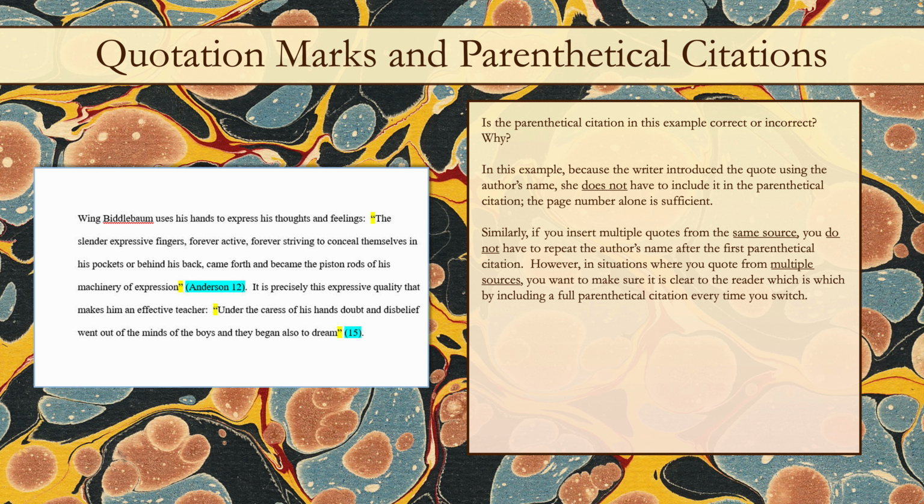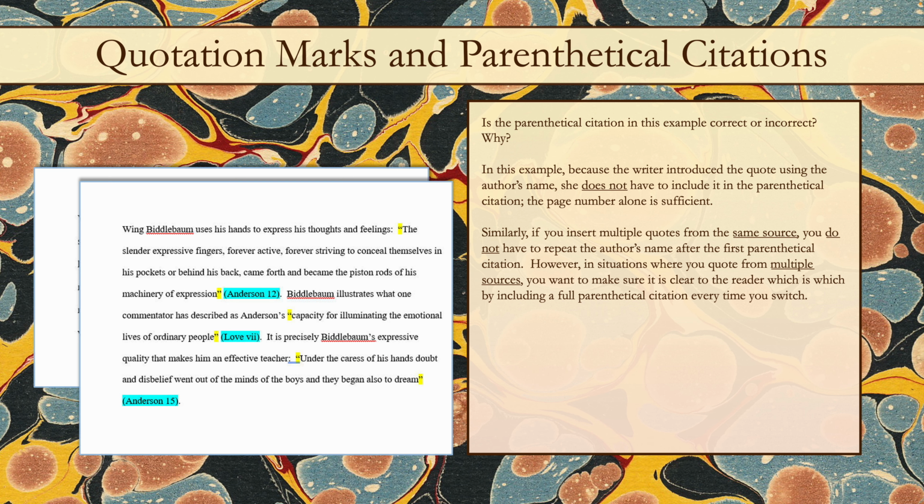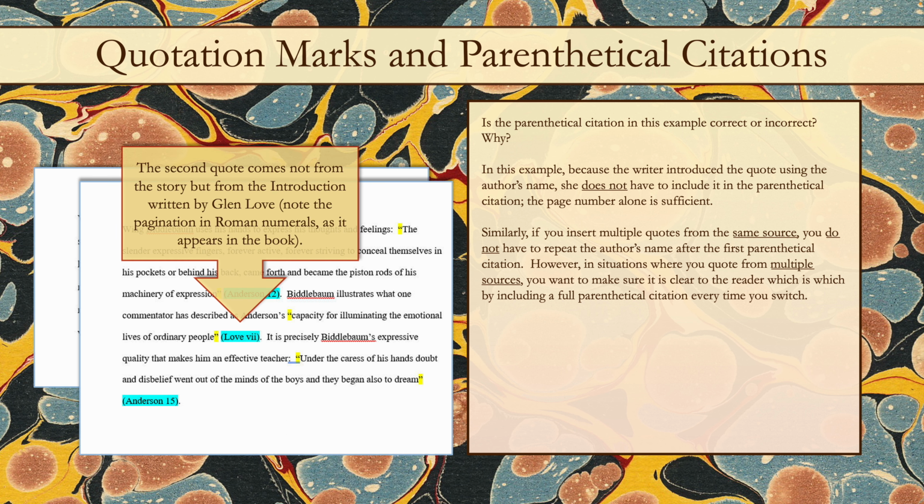However, in situations where you quote from multiple sources, you want to make sure it is clear to the reader which is which by including a full parenthetical citation every time you switch sources. So here's an example where I quote Anderson twice, but in between those two quotes from Anderson, I have a quotation from someone else, someone named Love, Glenn Love, who wrote the introduction to the book that I was using here. And the introduction was also paginated using Roman numerals. So if you look at my citation, I use Roman numerals as they do in the book.